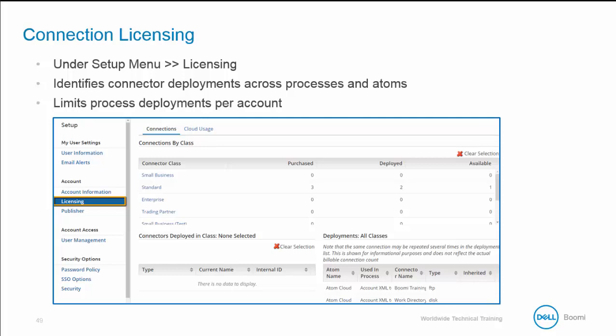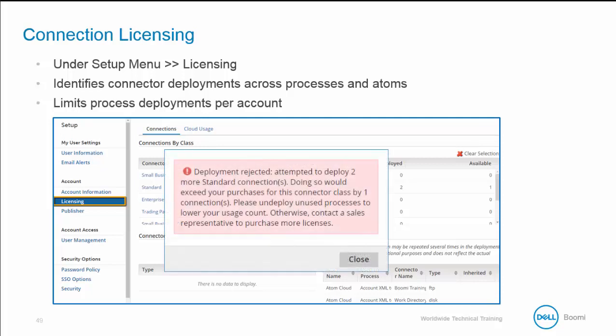This displays the connector deployments across all processes, atoms, and limits the process deployments per account. In the event that 0 licenses are available to your account, a simple pop-up displays an error message indicating that your deployment was rejected. The process can still run in the Build tab, but remember the document process size of 10 meg, limitations of 100, but we're focusing on the production environment, so the limitation is the license number.